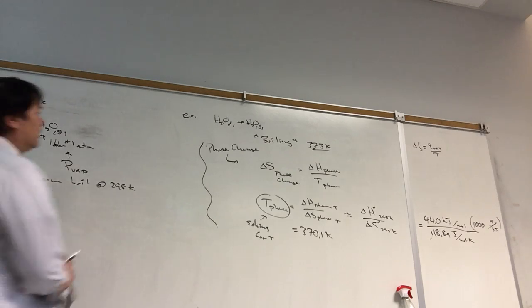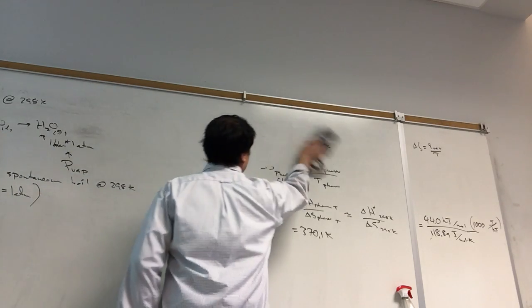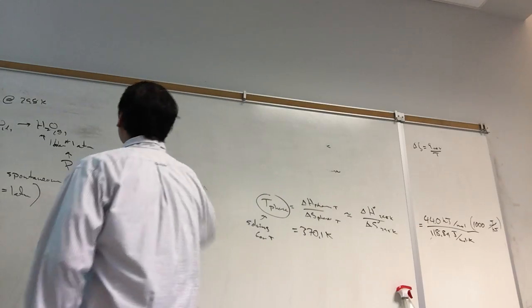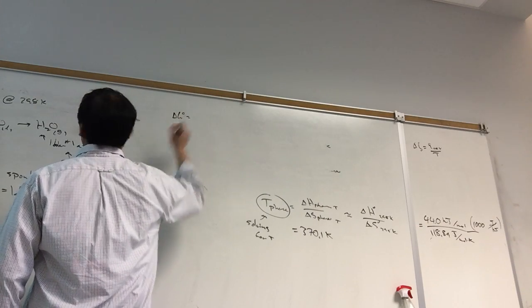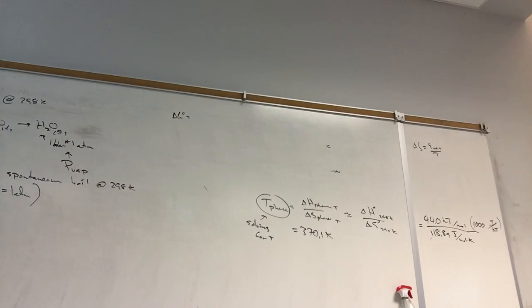So we could calculate this. There are 2 ways of calculating it. Let's just calculate it both ways. What's the easiest way of calculating delta G naught? Probably the easiest way is by delta G naught of formation. So we just take the delta G naught of formation of the product, H2O gas, minus the reactant.